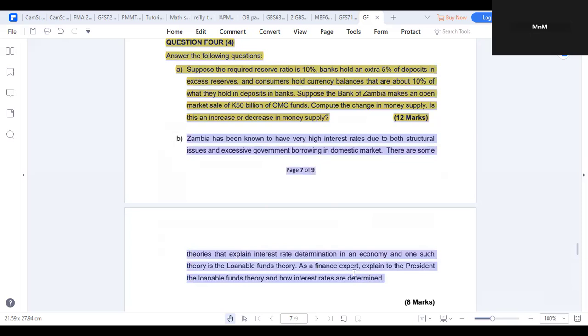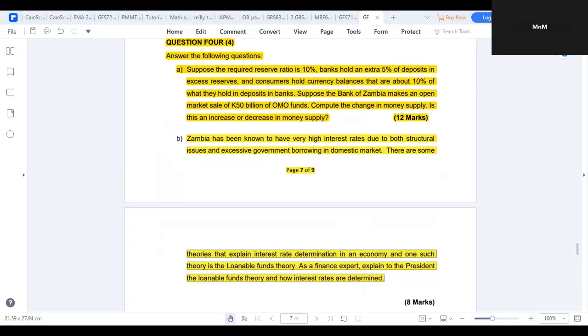Okay, so we go to part B here. So part B reads, Zambia has been known to have high interest rates due to both structural and excessive government borrowing in the domestic market. There are some theories that explain interest rate determination in the economy, and one such theory is loanable fund theory. As a finance expert, explain to the president the loanable funds theory and how interest rates are determined.